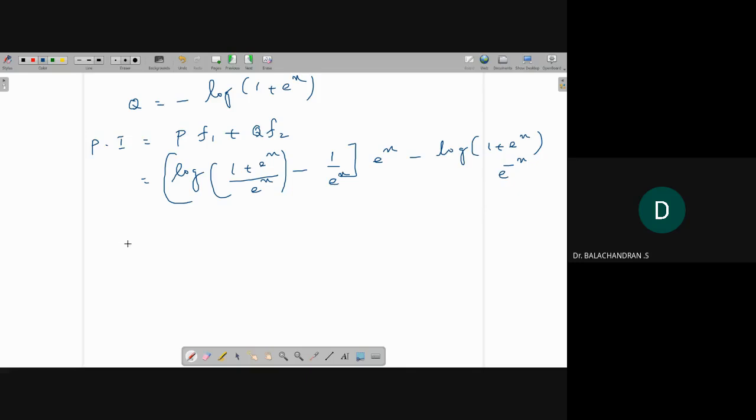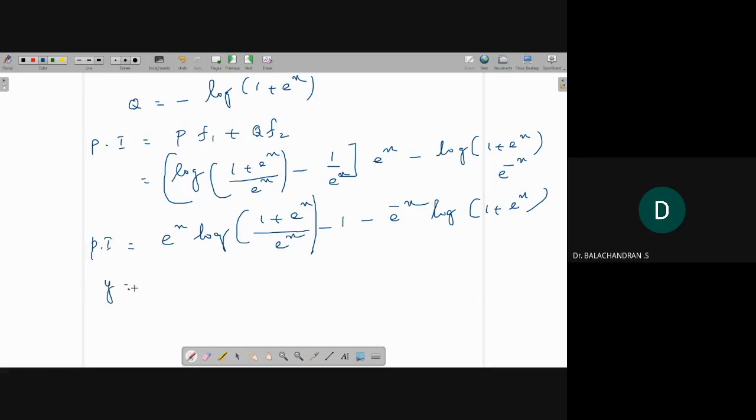So now if you simplify, you'll get e power x into log of 1 plus e power x divided by e power x, minus 1. E power x gets cancelled, minus e power minus x into log of 1 plus e power x. So the final answer is y equal to complementary function plus particular integral. So please rewrite here CF and PI again. I think the method of variation of parameters is over.